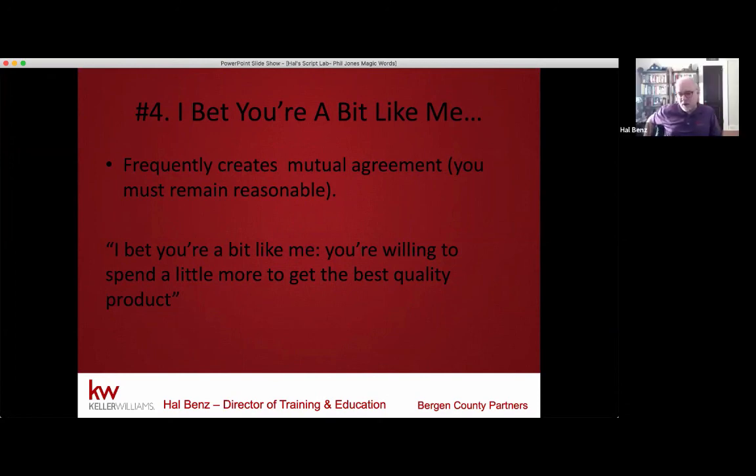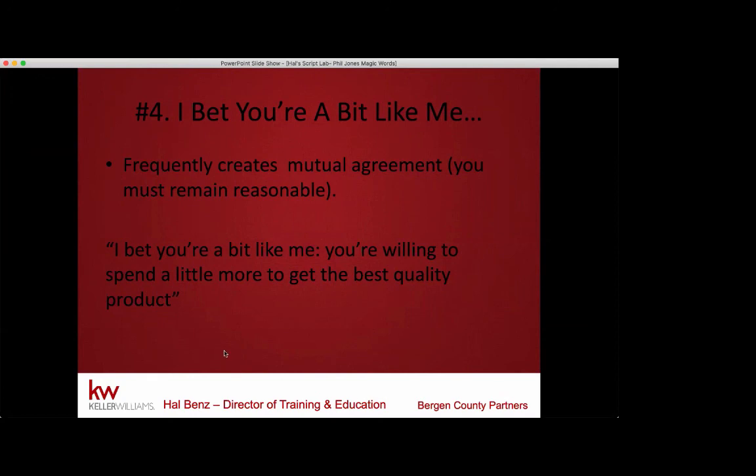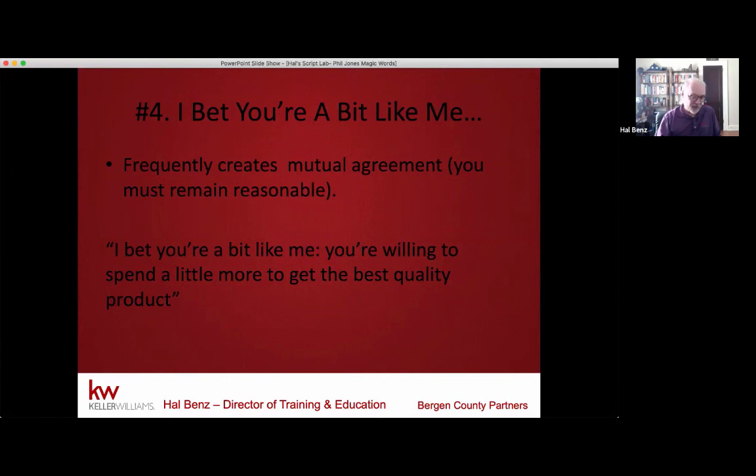We already said, what are the real estate or the salespeople biases? You're out to kind of take advantage of me. Right. This gets people on the same side. Again, the trick is you got to be reasonable. The trick also, to some extent, is in your delivery. If you come off used car salesman-ish with this, it's not going to work, right? A lot of what we practice in Script and Language Lab is the delivery. I bet you're a little bit like me is a great one.